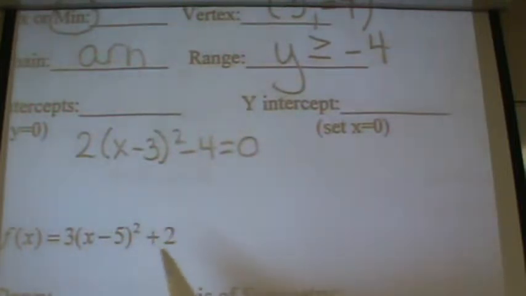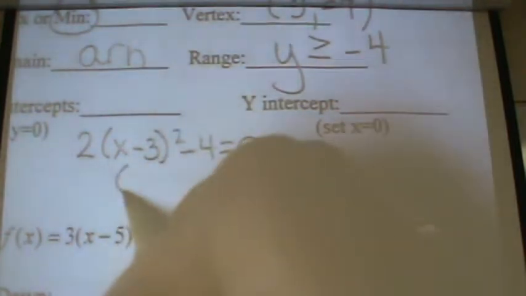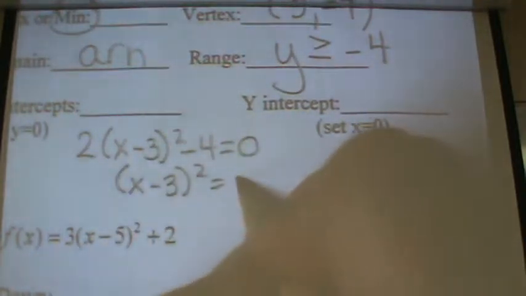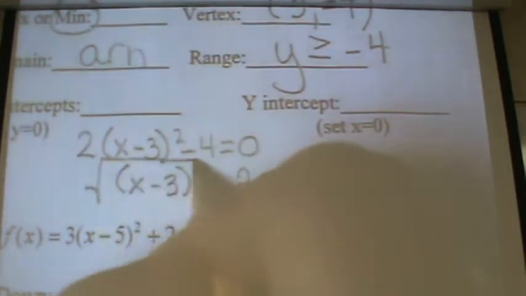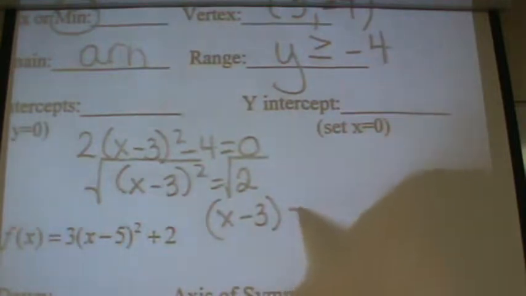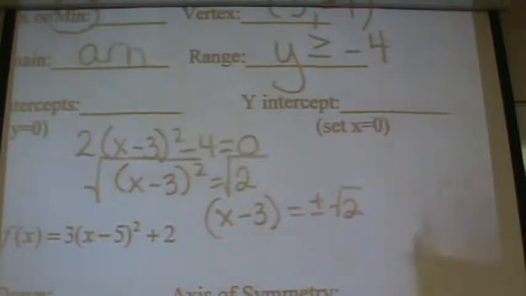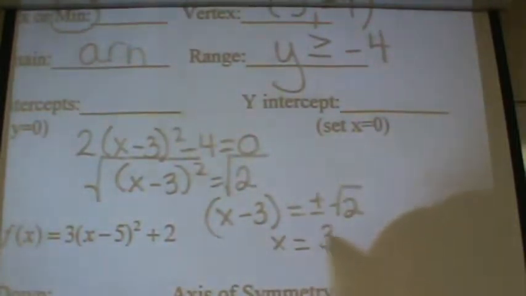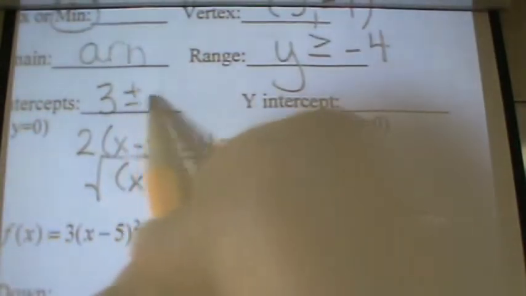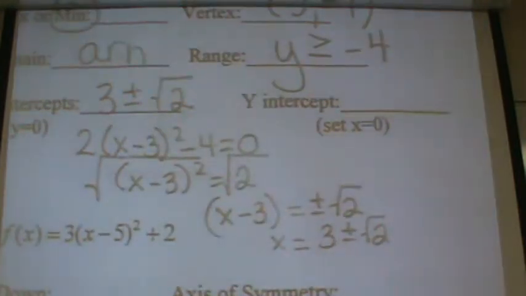Okay, so then you're gonna add 4. Add 4, what else? Divide by 2. Okay, so what do you have? What's 4 divided by 2? 2. And then you're gonna take the square root of both sides. You don't need parentheses. x equals 3 plus or minus root 2. You get 2 solutions. Where is 3 plus or minus root 2?